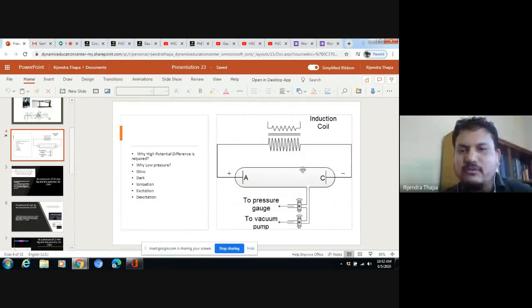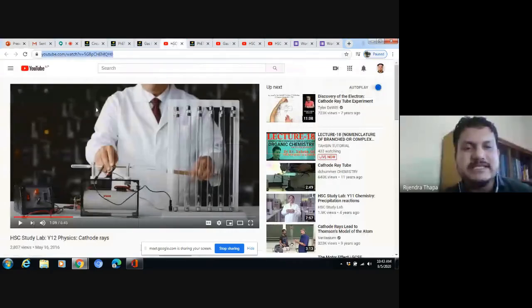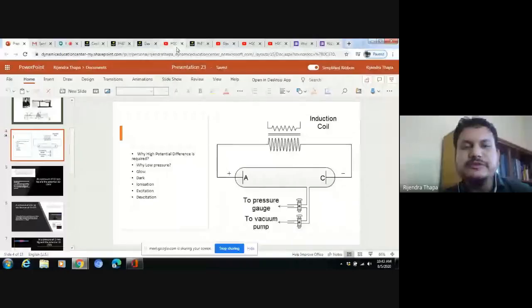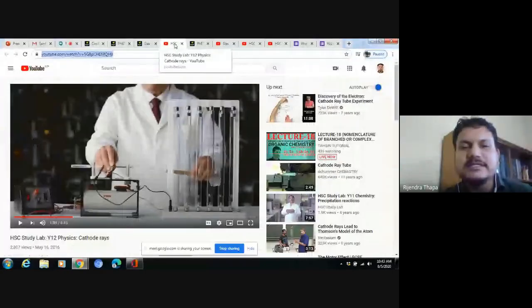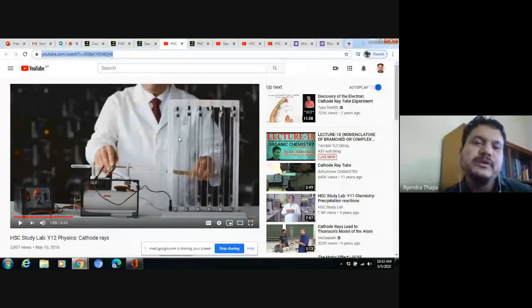Now we're trying to find out the experimental setup with the help of a video from HSC study lab. We're trying to visualize this experimental setup with the help of this video. As you can see, this is the discharge tube. It is 50 centimeter in length and has a diameter of 5 centimeter. In the book it is mentioned that the discharge tube can be 30 to 50 centimeter in length, and 3 to 5 centimeter in diameter. This tube is made of glass.